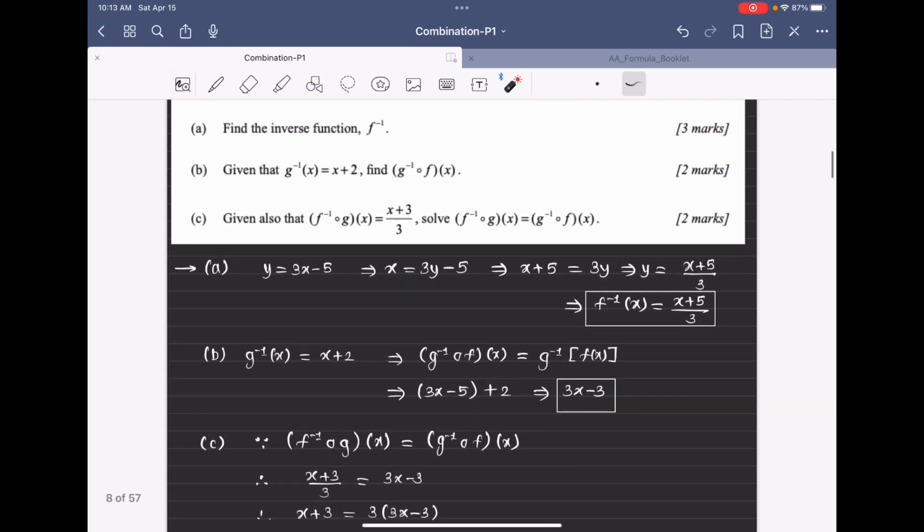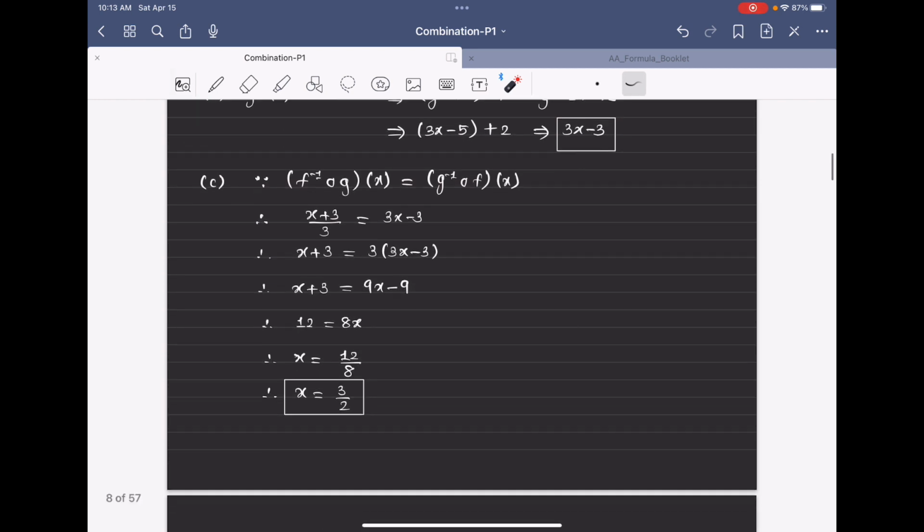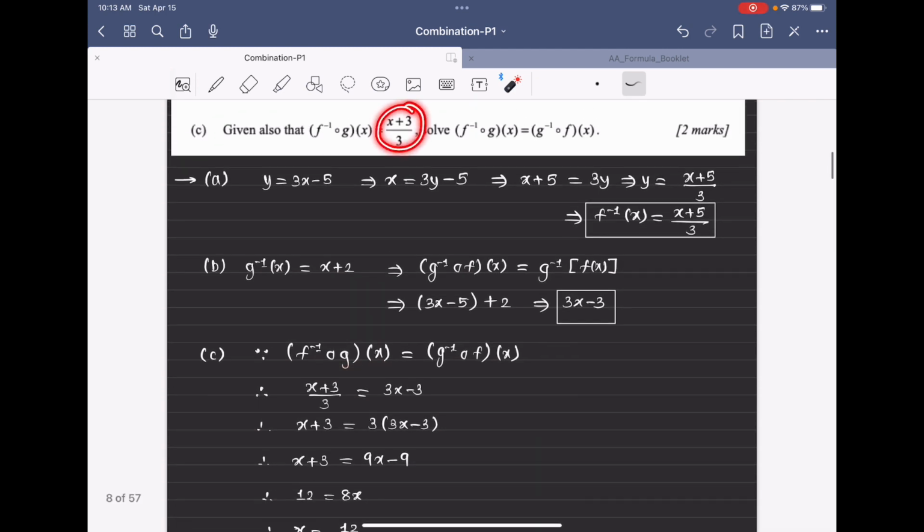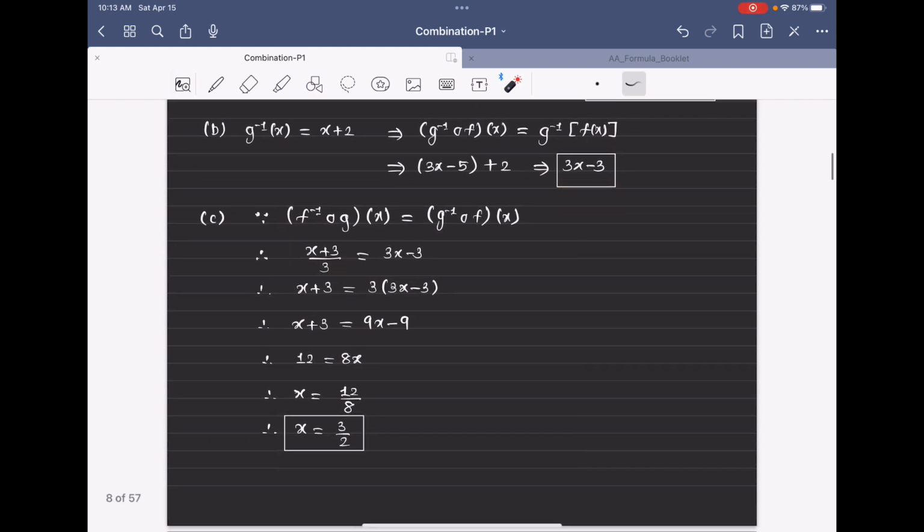C part. Given also that f inverse of g of x is x plus 3 upon 3, solve f inverse of g of x is equal to g inverse of f of x. They have given one part. We already found out the second part, and we need to equate them. So I'm writing that condition as it is. F inverse of g of x, they have given, x plus 3 upon 3, writing here. And g inverse of f of x I got, that is 3x minus 3, writing here.